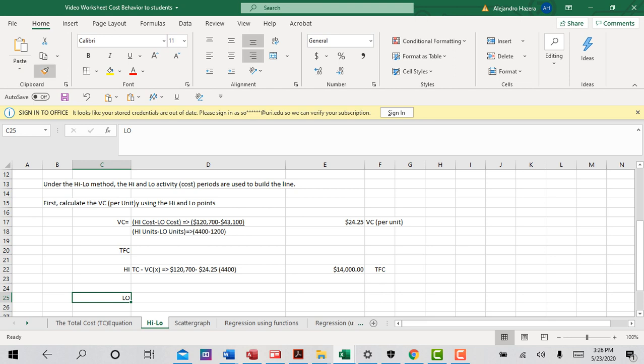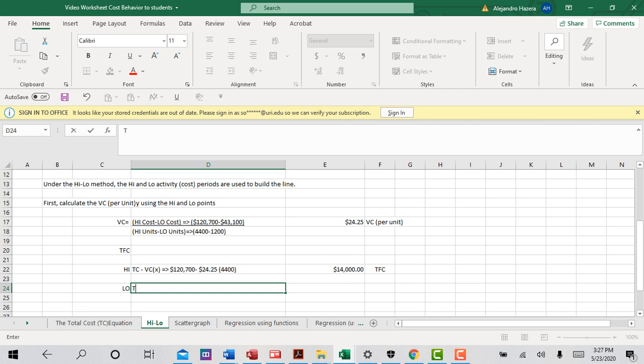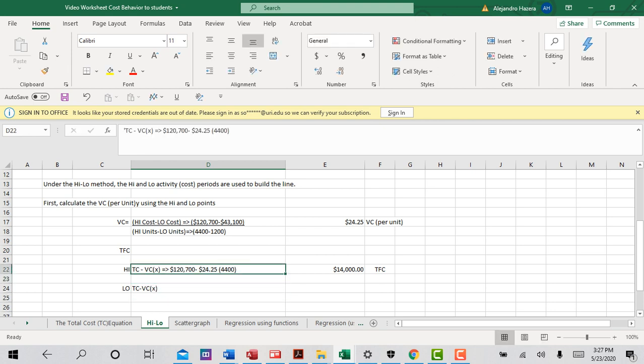And now, just to emphasize this, you should be able to use the low point to get this too, and you're going to use the same equation. Take total costs minus your variable cost per unit times X. By the way, I should not be using X. I should be using the units in there. So I'm going to change this to units. Usually you use X for units, but I'm not doing that this time.